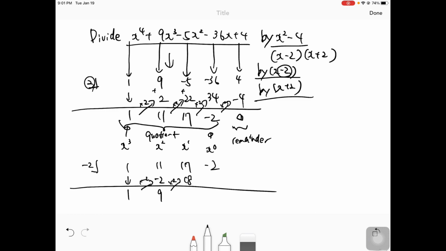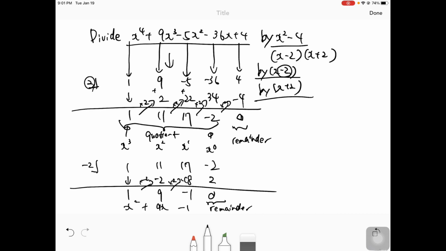Is that correct? Sorry. Negative, so negative 18. So 17 and negative 18 is negative 1, and negative 2 plus 2 is 0. Okay. So it's the remainder. And the quotient is negative 1, 9x, x squared.